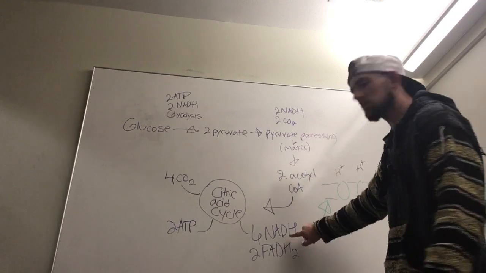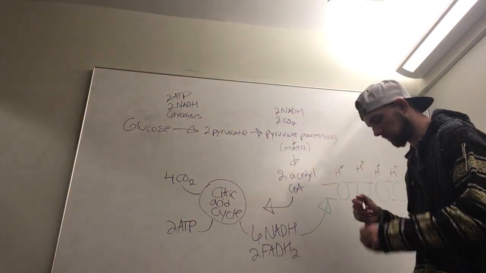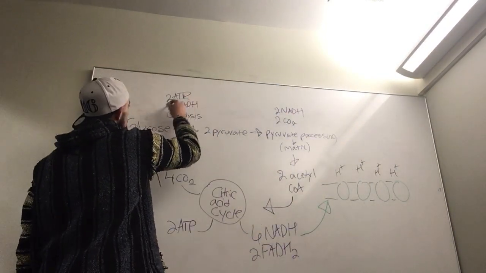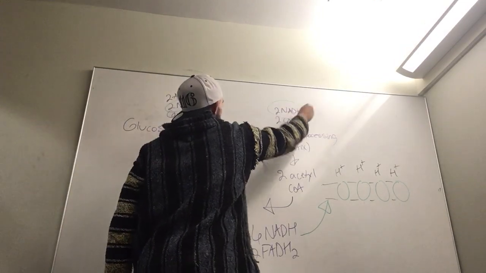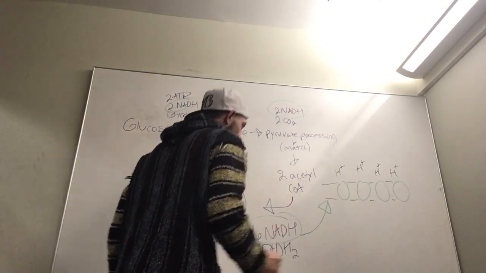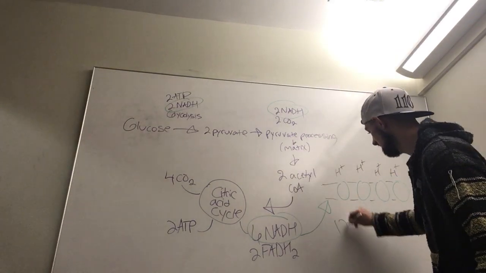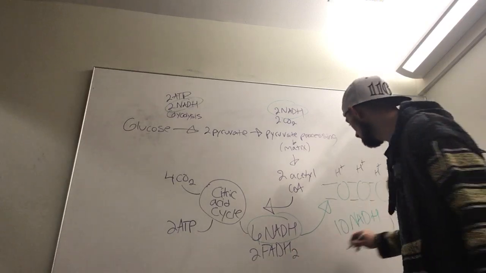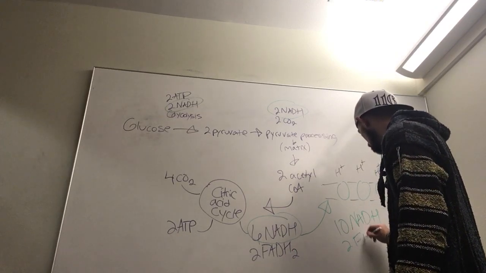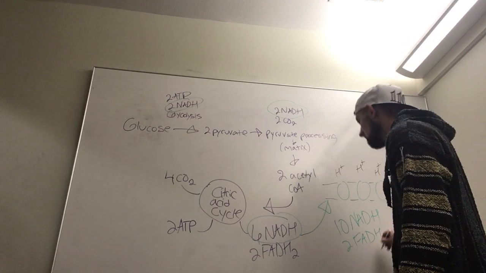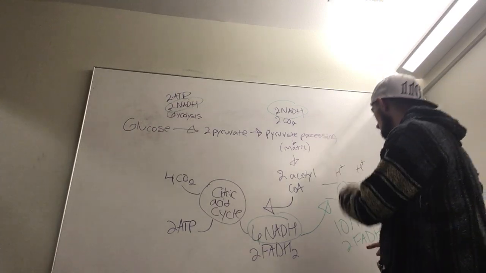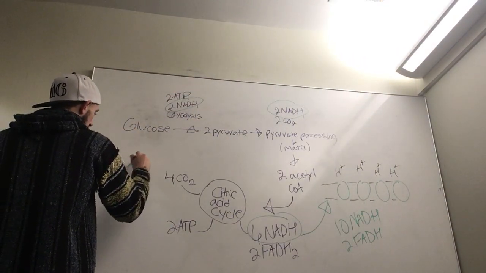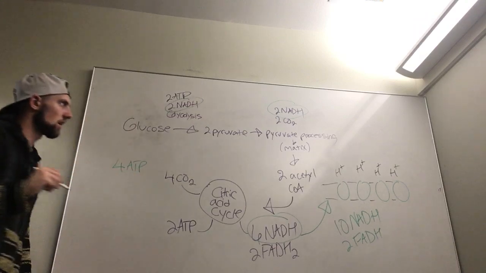By the way, these are going to lose their hydrogens, but in the whole process, let me circle these. Okay, so we have the 2 NADH, 2 NADH, and 6 NADH. Coming over here, 10 NADH. You're also going to have 2 FADH, and then last but not least, you're going to have 4 ATP.